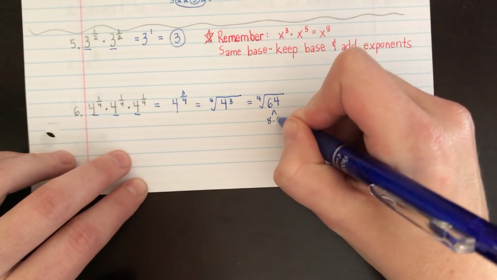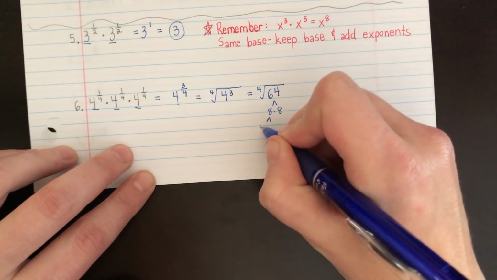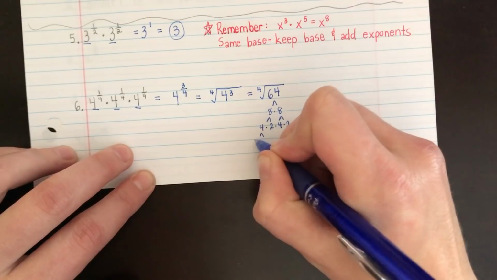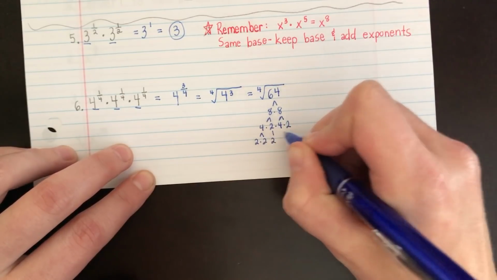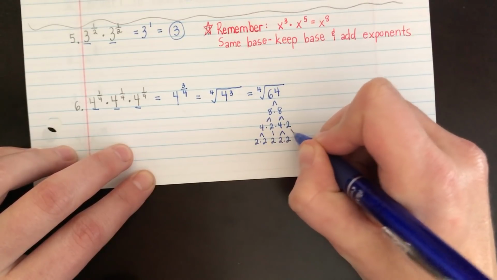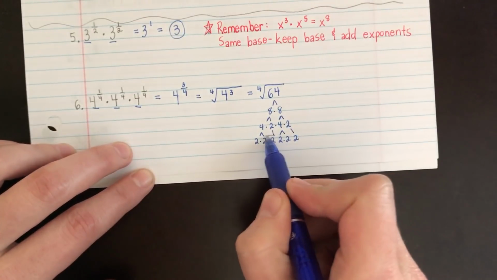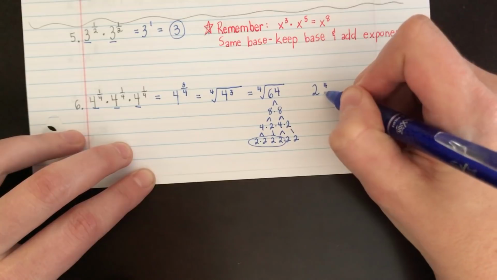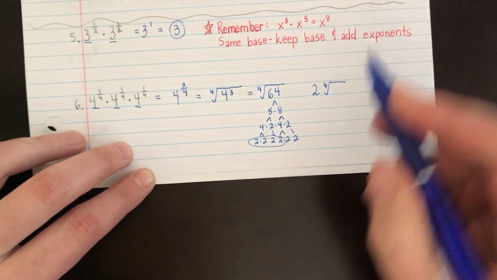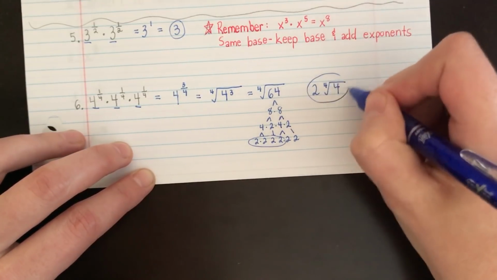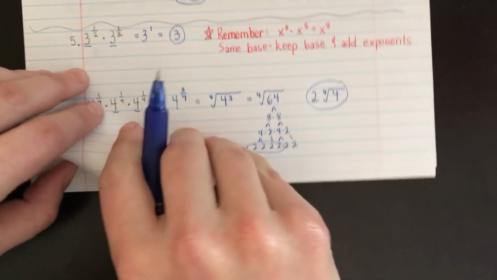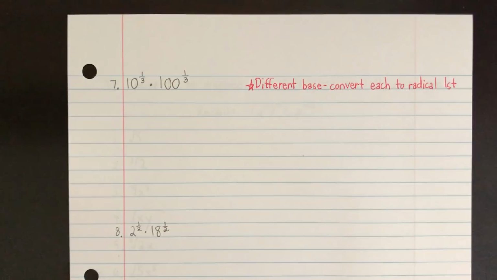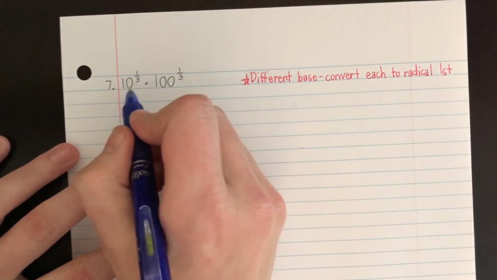And then you start breaking up 64, 8 and 8, 4 and 2, 4 and 2, and then 2 and 2, drag down that 2, 2 and 2, drag down that 2. Since it's 4th root, I need sets of 4, so my answer is 2 times the 4th root of 2 times 2, which is 4. So then I'm finished there. Okay, so looking at a different type of example, 10 to the 1/3 times 100 to the 1/3.